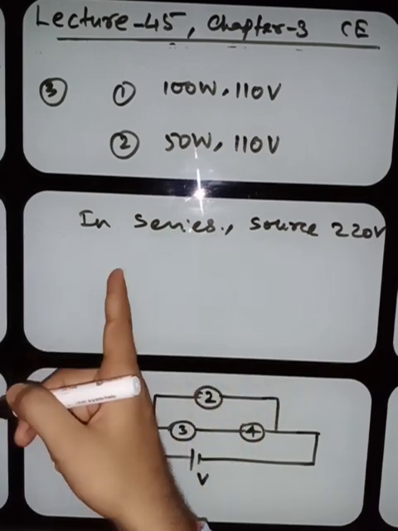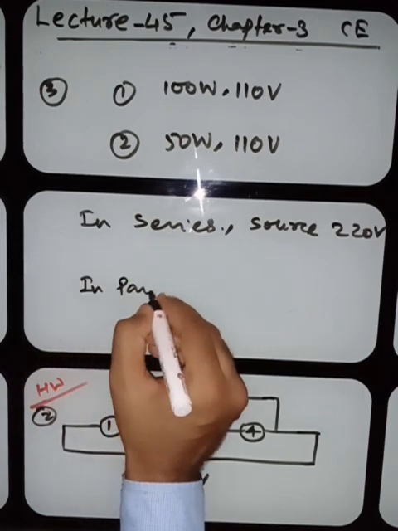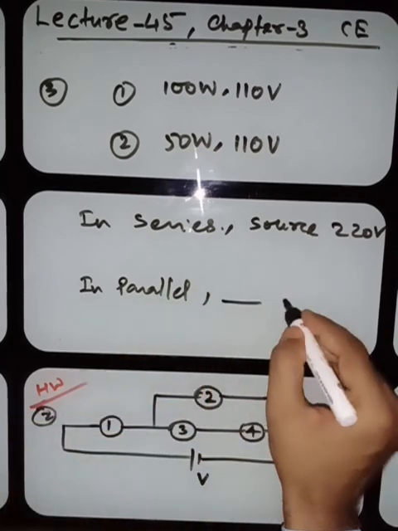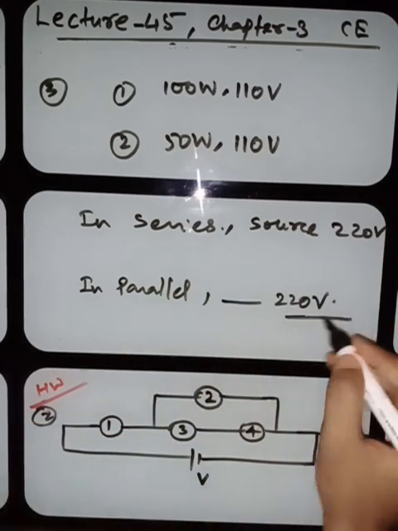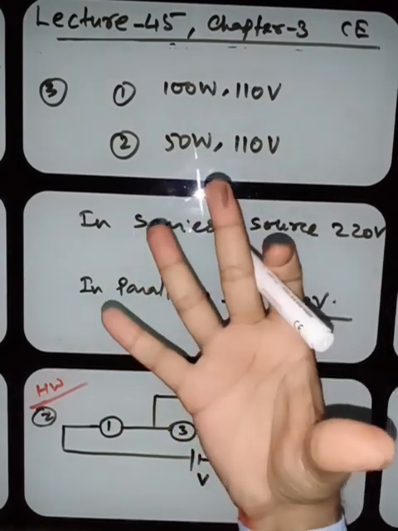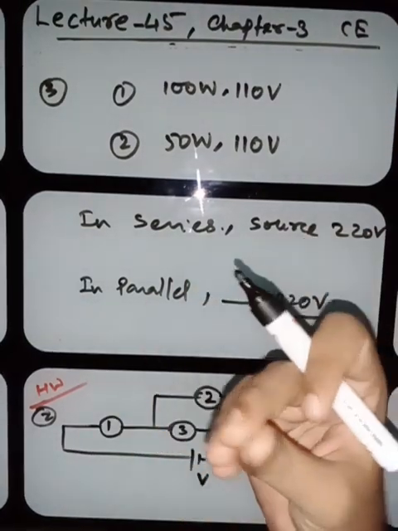Now the same question, if you connect in parallel with the same source of 220 volt, you find one bulb bursts. Now again you have to tell me which bulb will burst and why.